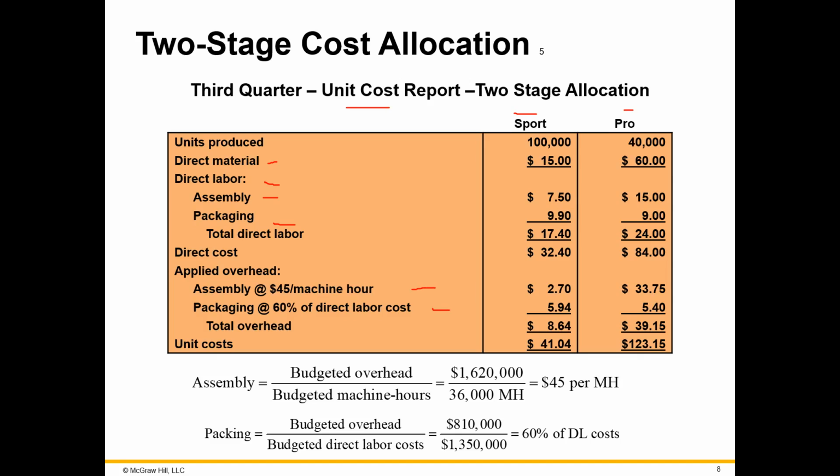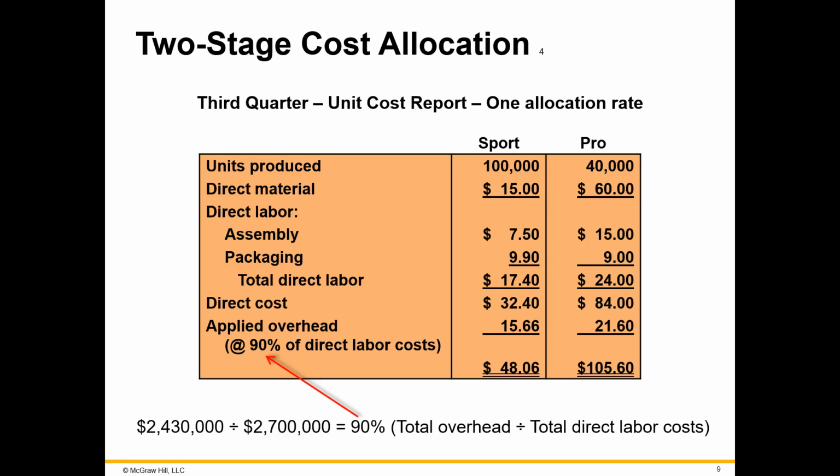And as we pointed out on the prior slide, you can have different allocation bases. And so for assembly, they're basing that on the machine hour. And for packaging, they're basing that on the direct labor cost. And you compare that to how we used to do it, or how we did it in prior chapters, where we would just have one rate, in this case, 90% of direct labor cost. So compare that to the prior slide where we had two different allocation rates and two different allocation bases.